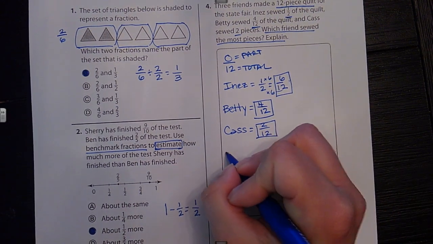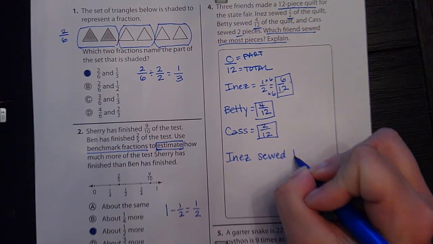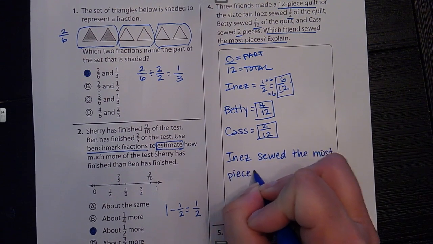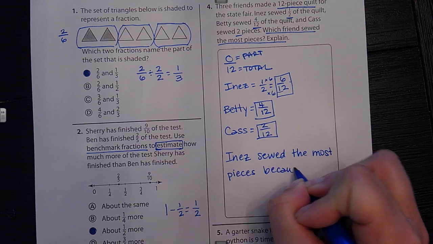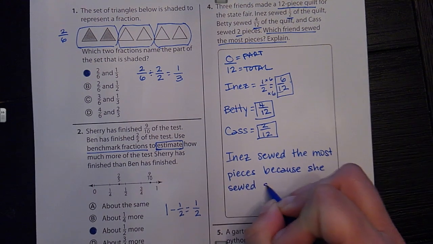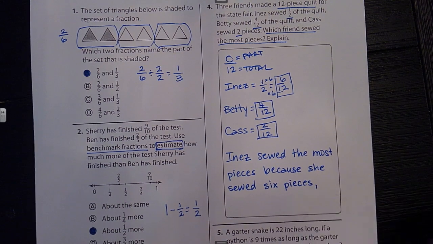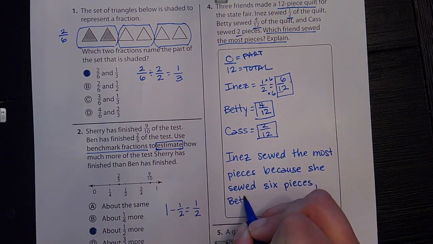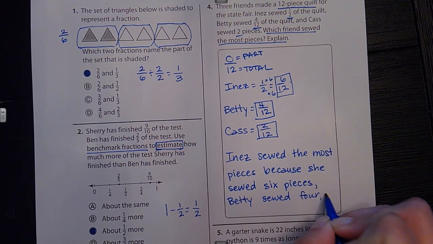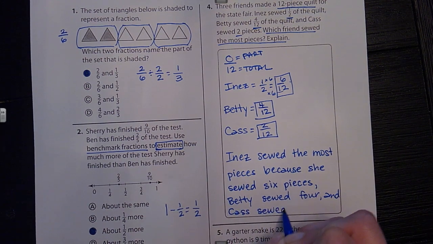It's Inez. So Inez sewed the most pieces because she sewed 6 pieces. Betty sewed 4. And Cass sewed 2.